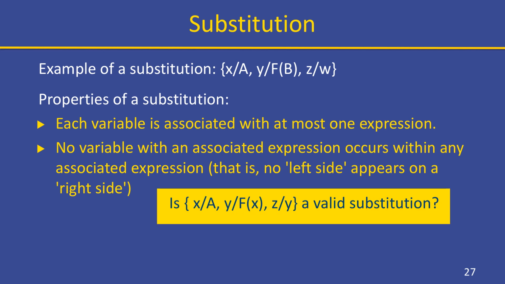So here's an example. I'm substituting x with a, y with f of x, and z with y. This is not a valid substitution because x appears both on the left side and the right side. It's being substituted and it's being used as a substitution. So this is not a valid substitution.